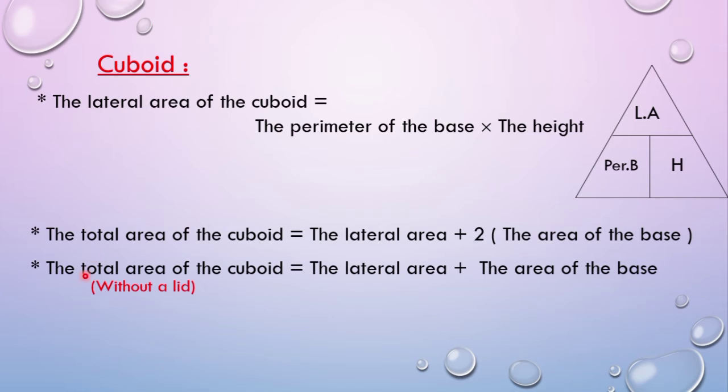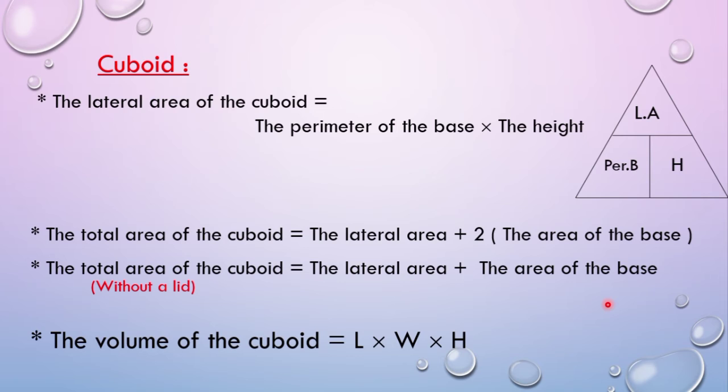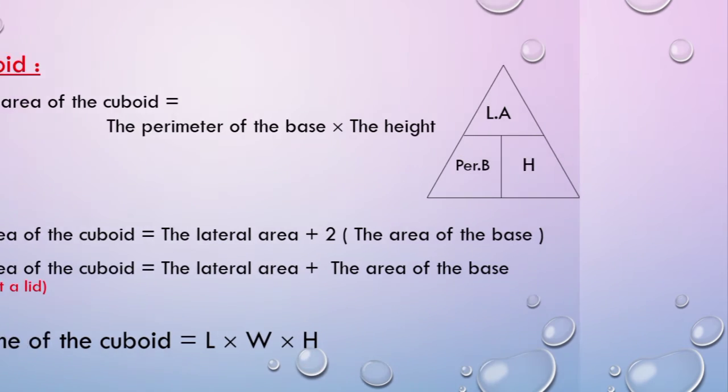What about the total area of the cuboid without a lid? To get the total area of the cuboid without lid, I will make the lateral area plus area of the base, one base of course. And remember from the first term, the volume of the cuboid is length times width times height.